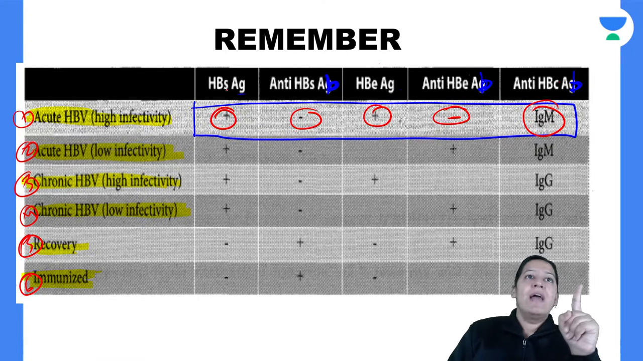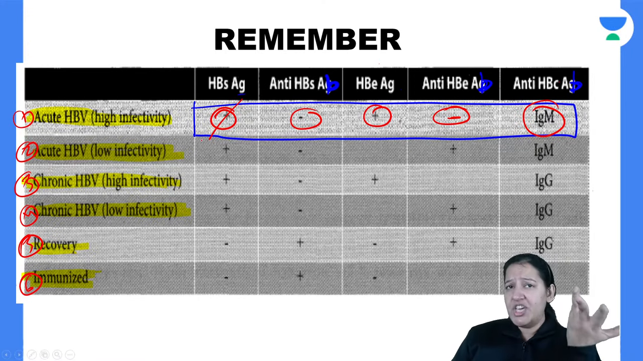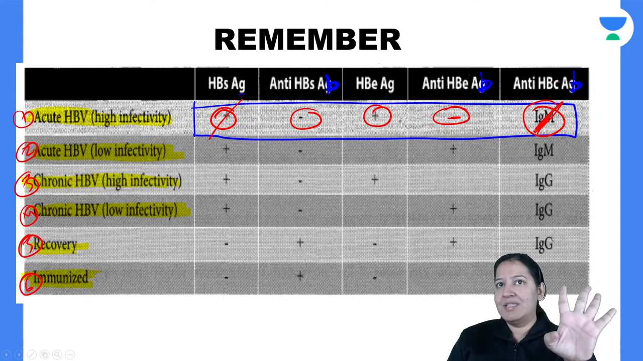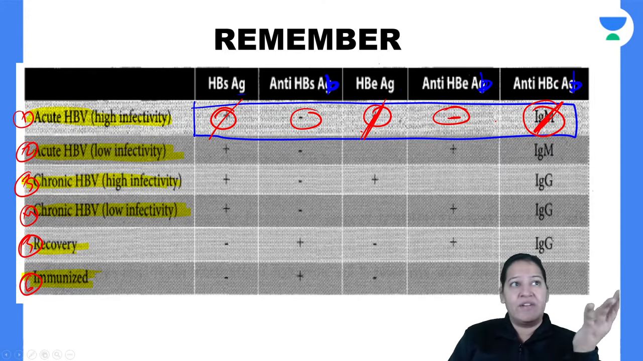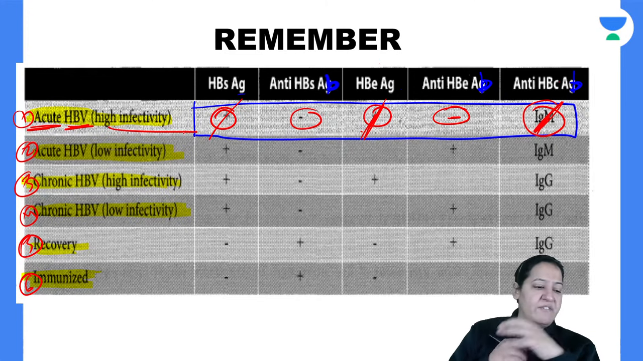So you tell me, S antigen is present, the person is having infection. Which infection? Acute ya chronic? M is present, so it is acute. So acute infection is there. What about E? Antigen is present, antibody is absent, so high infectivity. So the person is having acute hepatitis B virus infection of high infectivity, that is the diagnosis.